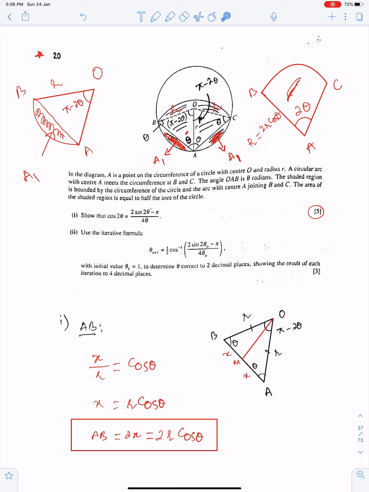The shaded region is bounded by the circumference of the circle and the arc with center A joining B and C. This information is very important. This information will help us to prove this equation. The area of the shaded region is equal to half the area of the circle. This shaded area is half the area of the circle. This shaded area consists of three segments, three areas. The area of this sector, this area, and this area.